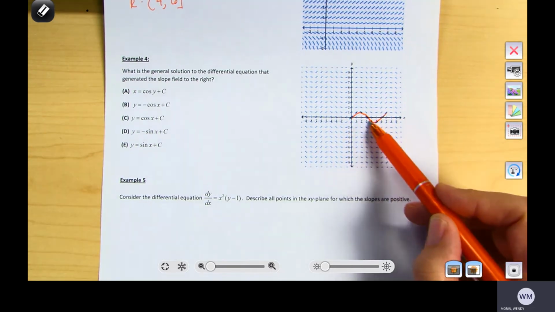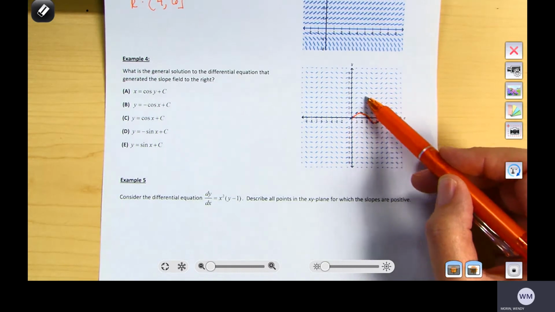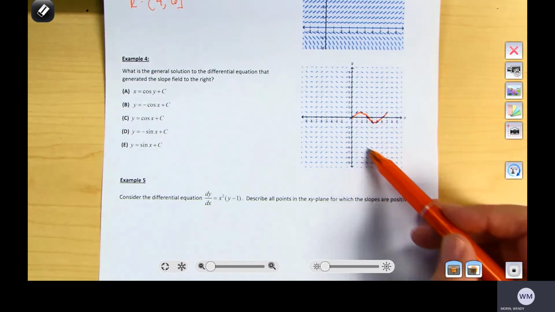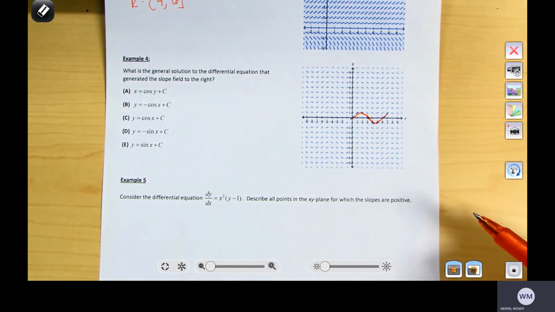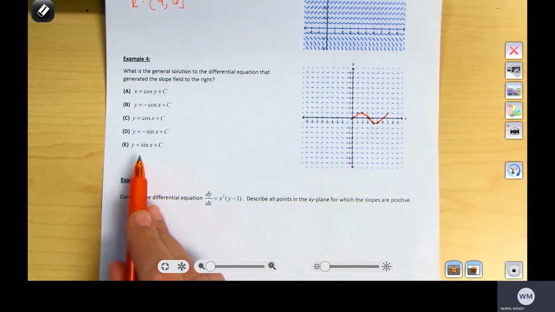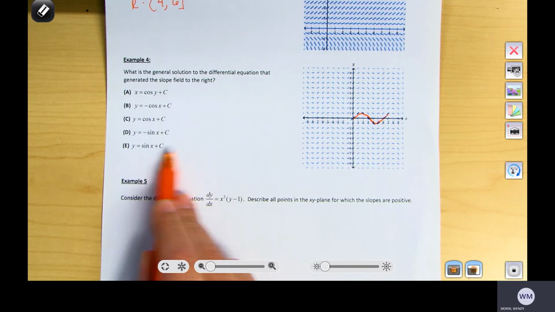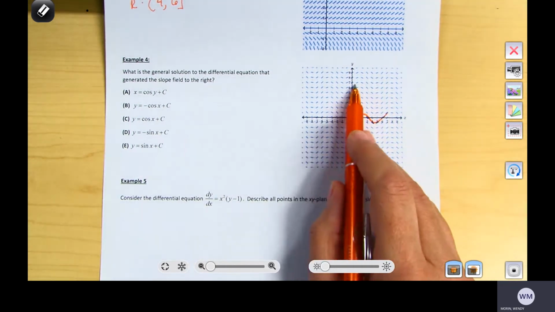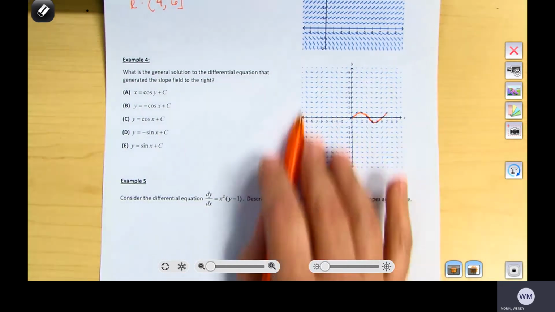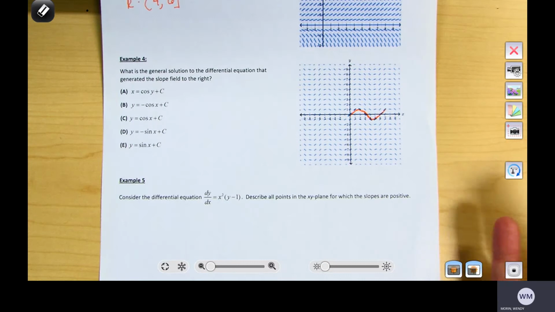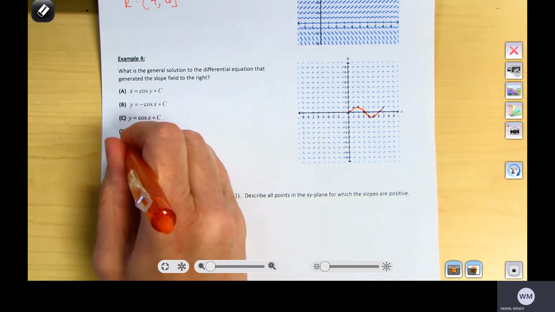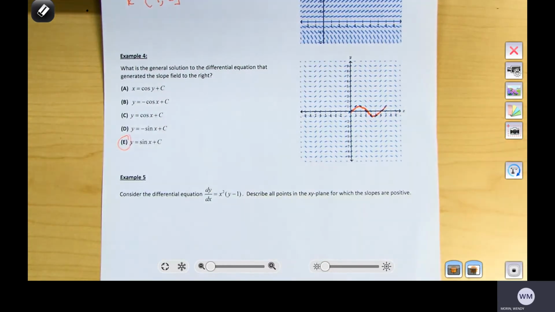Well, they didn't give us a coordinate that the actual graph went through, so we don't know if we should be sketching here, or up here, or down here. We don't really know. So here's the sine graph, and it could be plus any constant. So we can translate this up and down, and still, you're not going to be tangent to all of these. You're just going to be tangent to some of them. So it looks like E would be the answer for that one.